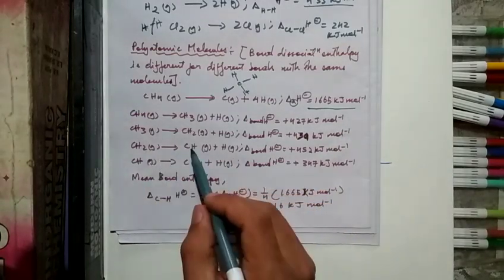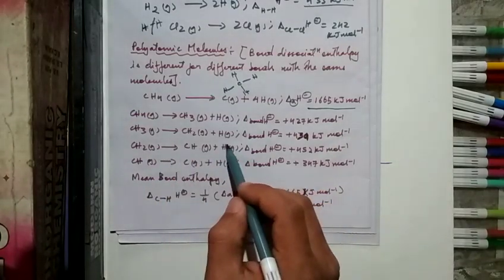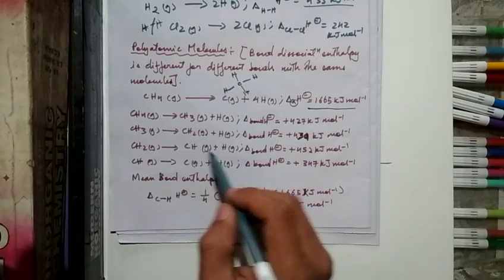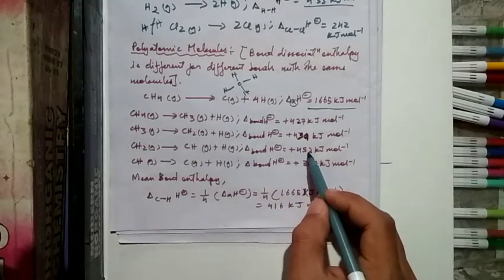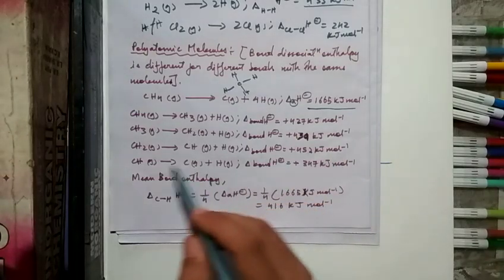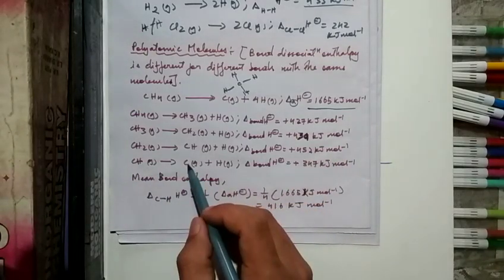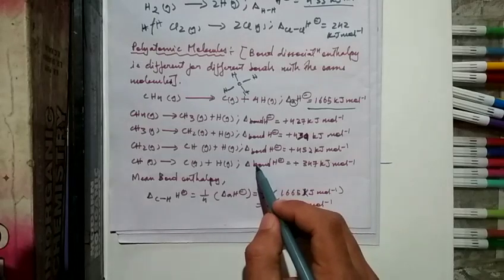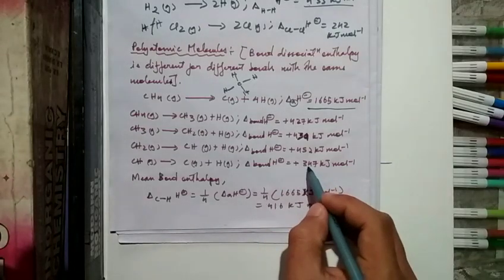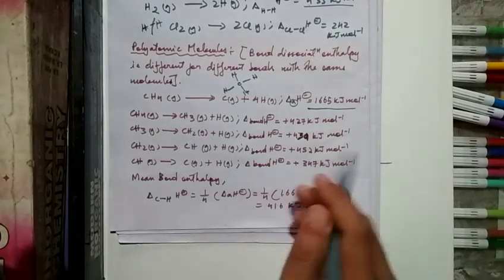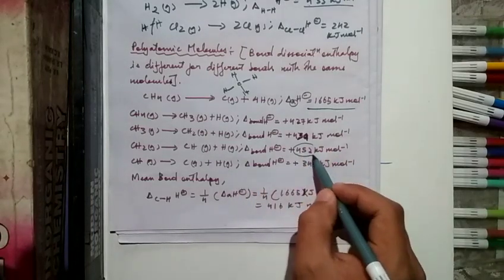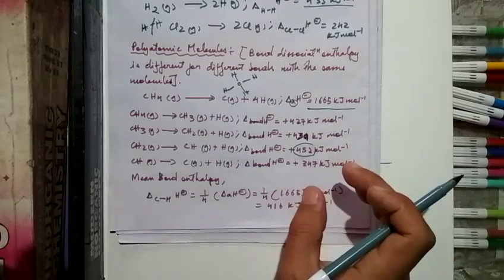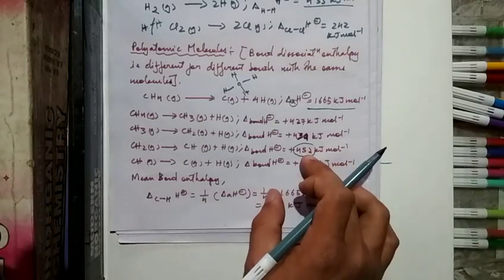Now CH2 breaks into CH and H. The bond dissociation enthalpy is 452 kilojoule per mole. Now CH breaks into carbon and hydrogen, so the bond dissociation enthalpy will be 347 kilojoule per mole. So in this case, this one is showing the highest bond dissociation enthalpy.